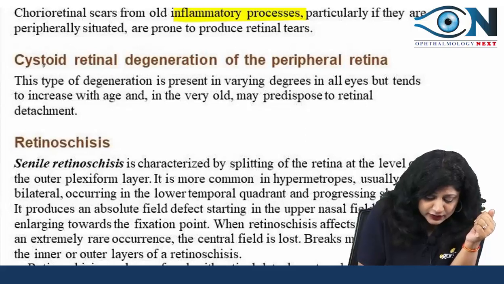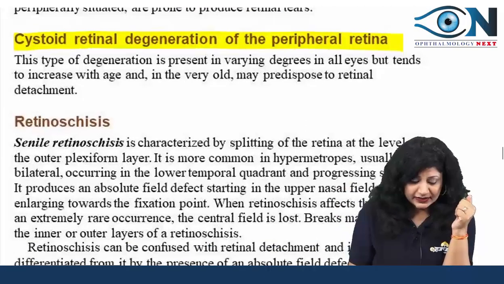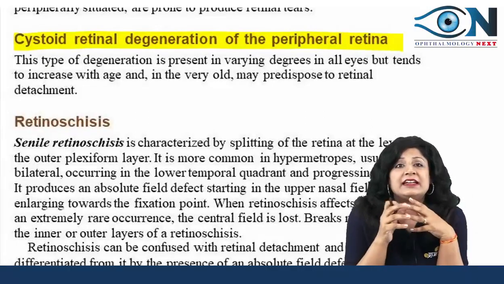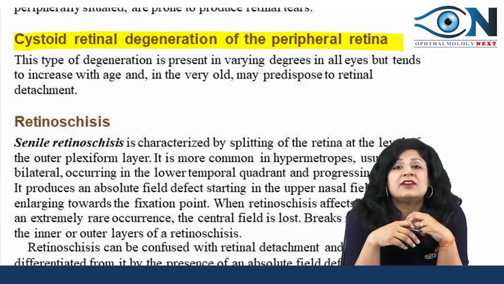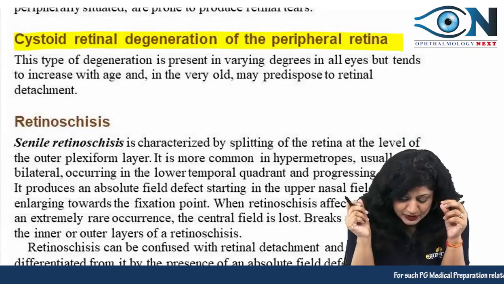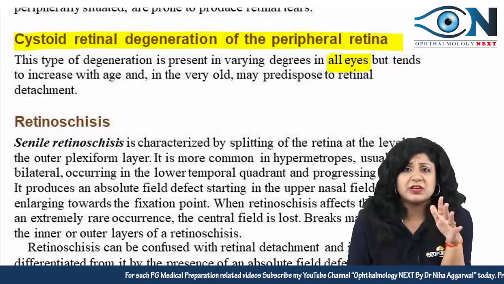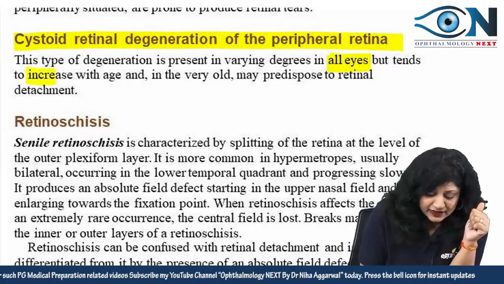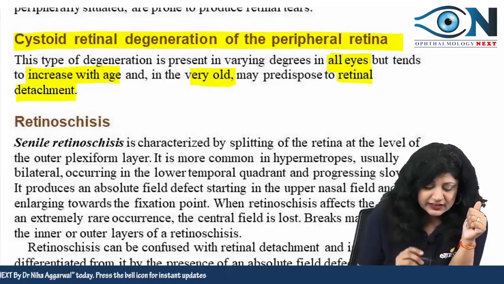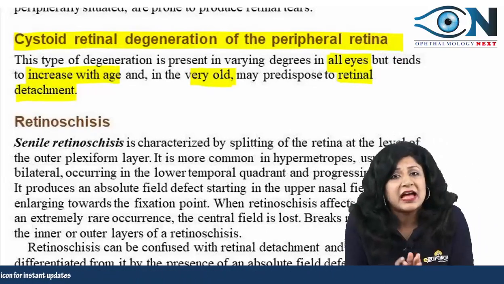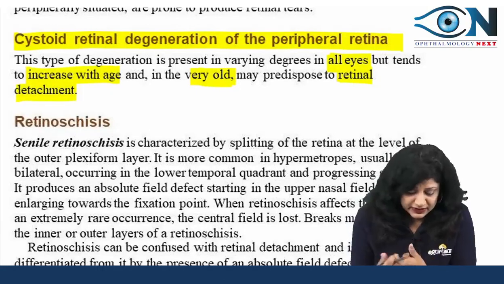Then we have got the cystoid retinal degeneration of the peripheral retina. So this type of degeneration is actually present in varying degrees in all the eyes. Most of the eyes we have this, but it tends to increase with the age, and in the very old it may even lead to the retinal detachment. So in many people we can have these retinal degenerations, and it can even lead to the retinal detachment.